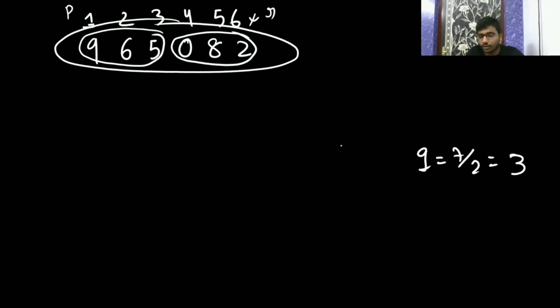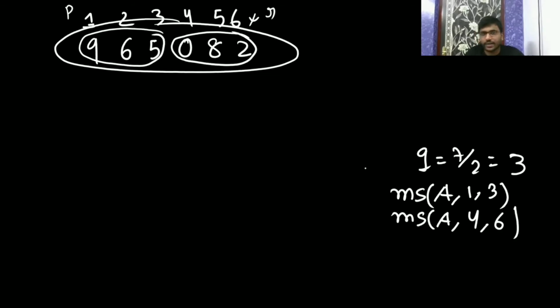And then on Q plus 1. See, merge sort on the array from P, which is 1, to 3. Then merge sort on the array from Q plus 1, which is 4, to the end index 6. So you are separately calling merge sort, and when you call it, again merge sort is going to call itself. So how is it working now? Let me draw the tree. Merge sort on index 1 to index 6.